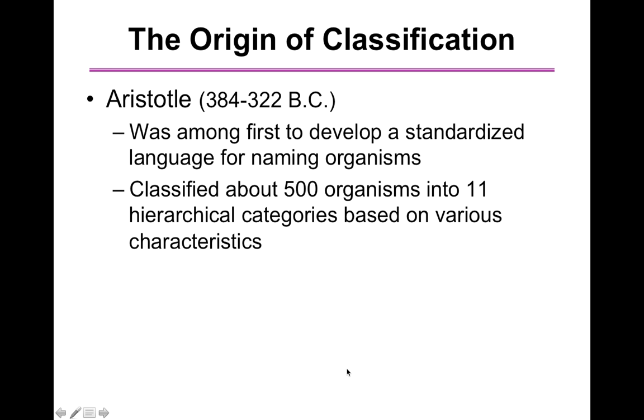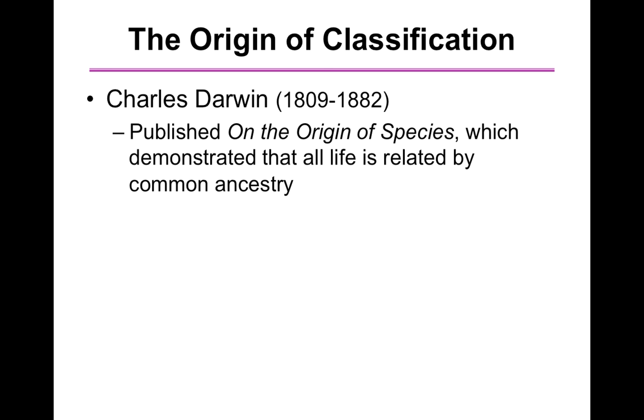The origin of classification: Aristotle, 384-322 BC, was among the first to develop a standardized language for naming organisms. He classified about 500 organisms into 11 hierarchical categories based on various characteristics. Charles Darwin, 1809-1882, published On the Origin of Species, which demonstrated that all life is related by common ancestry.